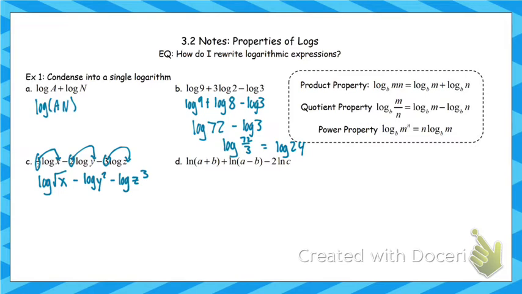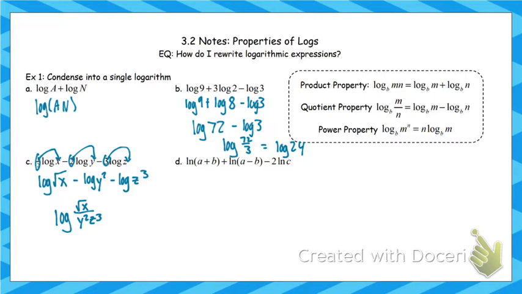Another way you can look at this is if it comes after a minus, then that's going to be in the bottom of the fraction. So that argument will be in the bottom of the fraction. So this would be log, square root of x would be at the top, and y squared and z cubed will both be in the bottom because they come after a minus sign. All right, looking at the next one.